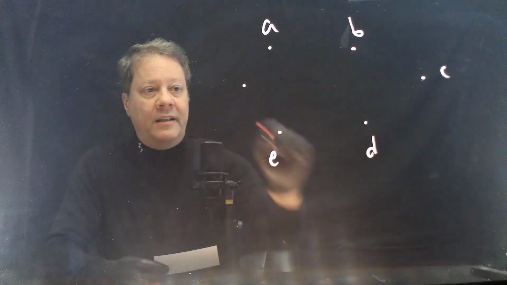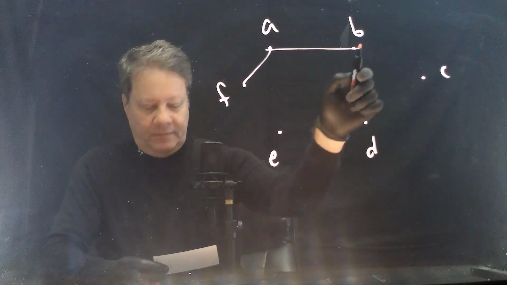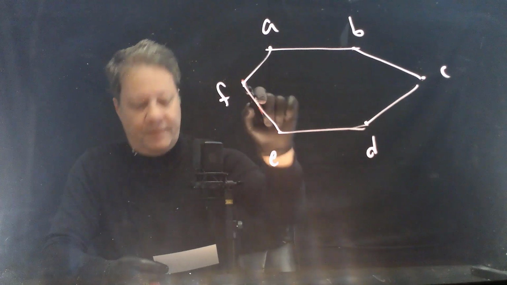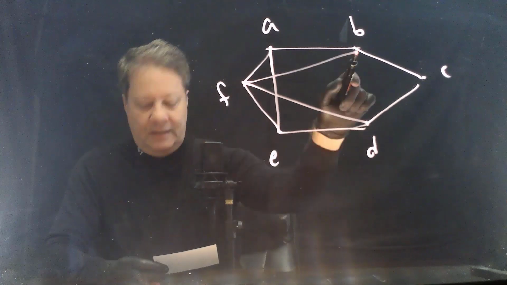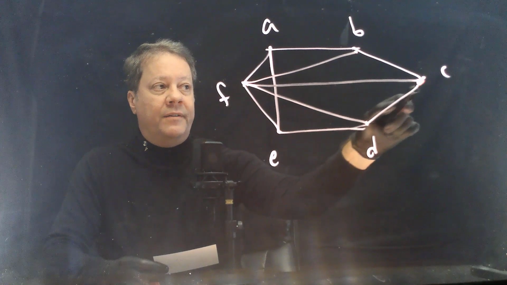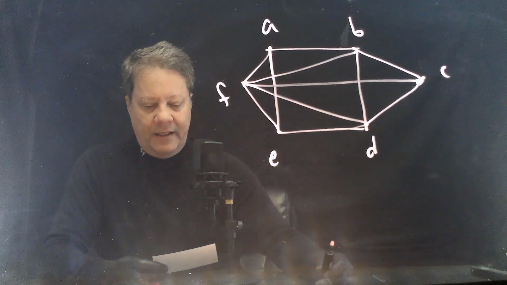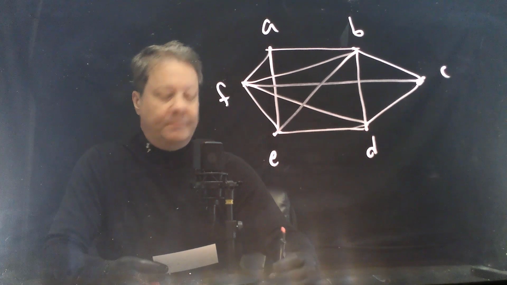So let's try another one. We'll call them A, B, C, D, E, F. What are all the connections here? All of these around the edges. Yep, A is going to connect to here, we're going to connect to here, and to here, and to here. We'll connect across this way. And let's see, this will have to connect down to here. And I think that's it. Those are all the connections that we're going to have.